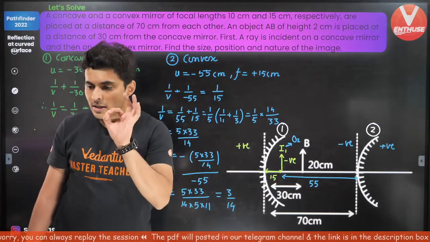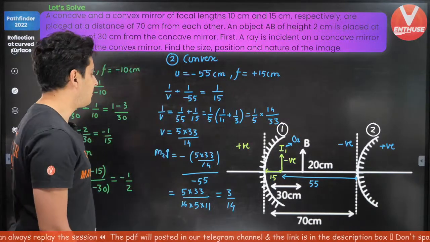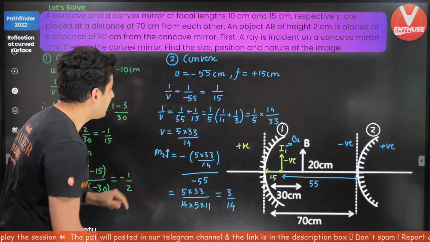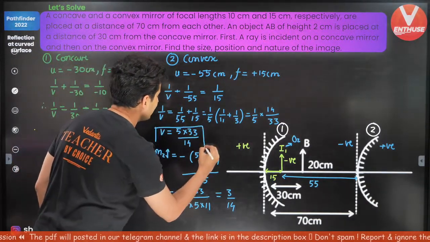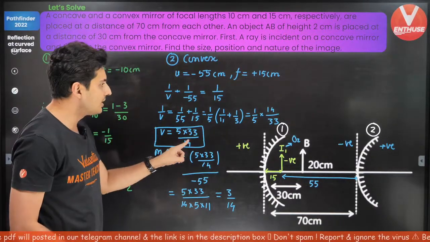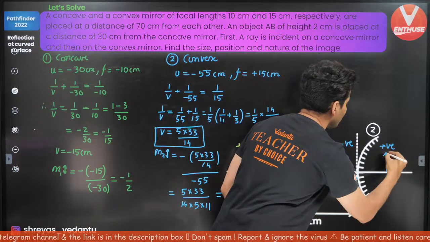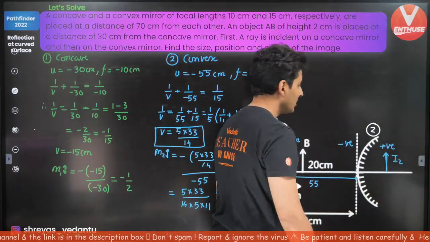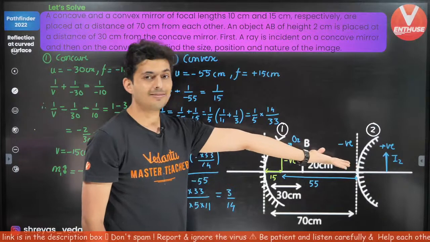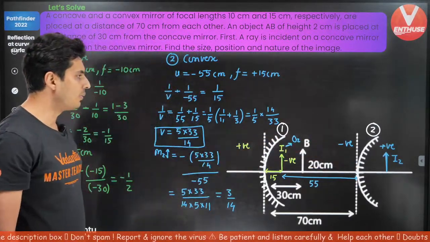Got it? Now comes the challenging part. The final image position is what this is. V is positive. That means the final image is somewhere over here. This is your final image. This is where it is. It's on the positive side. Okay, this is exactly what we wanted.